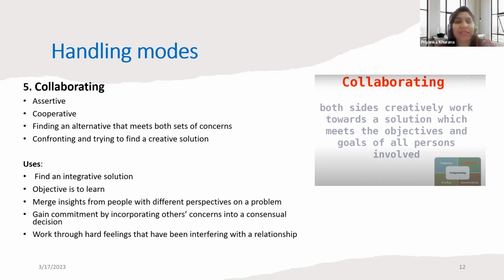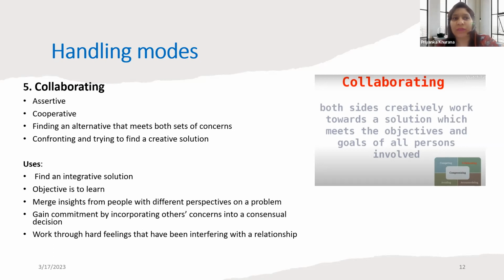Work through hard feelings that have been interfering with a relationship. So whenever you have some hard feelings with somebody that have been interfering with the relationship and you want to resolve that, in that case you can turn to a collaborative mode, work together, find solutions, and improve your relationship as well. Yeah, these are some of the uses of collaborating.